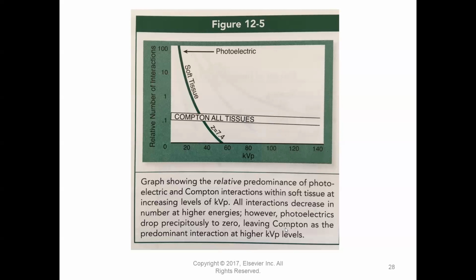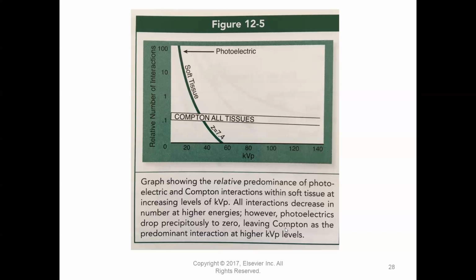So, text graph showing the relative predominance of photoelectric and Compton interactions within soft tissue at increasing levels of kVp. All interactions decrease in number at higher energies, so that's less photoelectric, less Compton. However, photoelectrics drop precipitously to 0, leaving Compton behind as the prominent interaction at higher kVp levels.